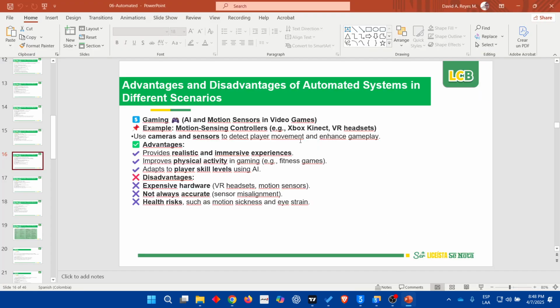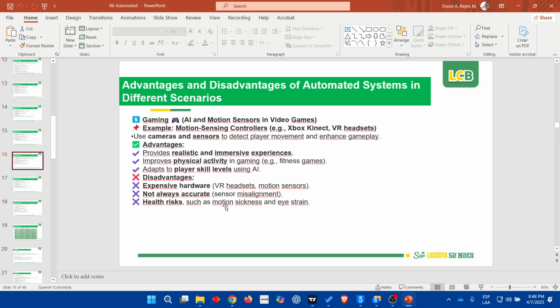Okay, that is the reason that here for gaming we use artificial intelligence and motion sensors in video games. That means that, for example, if you start getting closer to those cars, they are going to start stopping, or if you crash one car, that car stops. Okay, so artificial intelligence in gaming. So advantages: provide realistic and immersive experiences, improves physical activity in gaming. For example, gaming is about fitness, adapts to player skill levels using artificial intelligence.